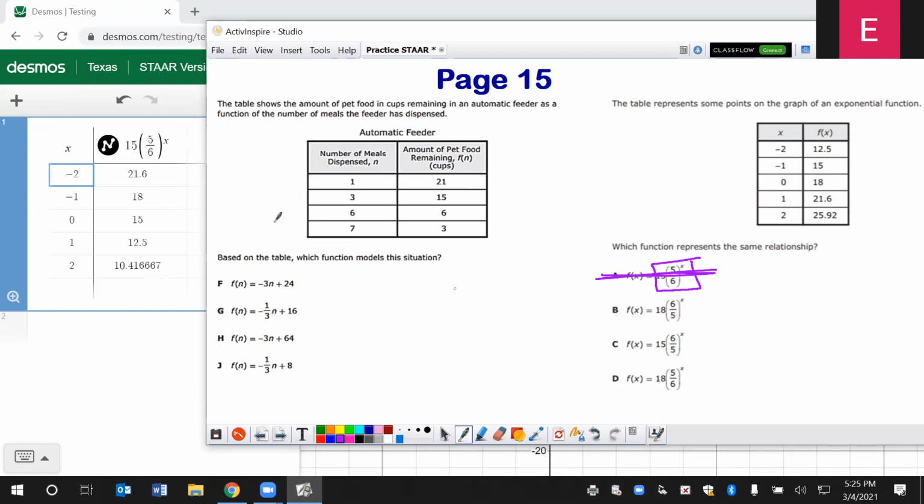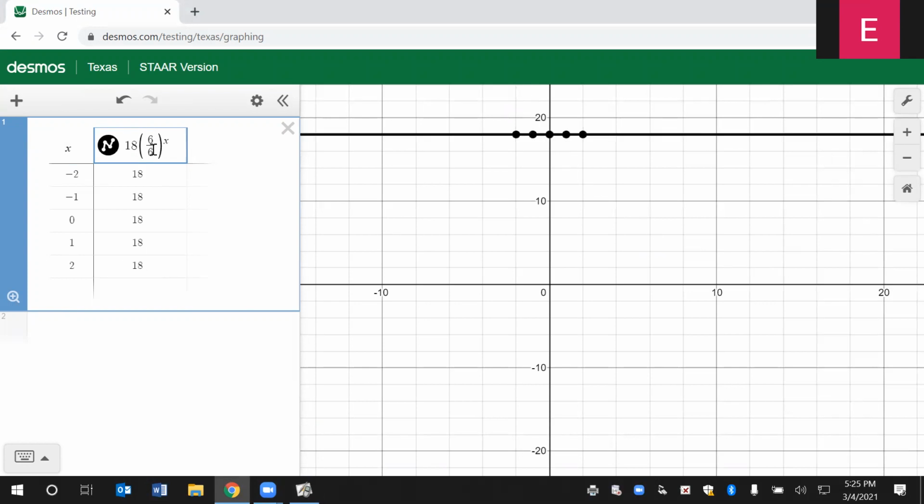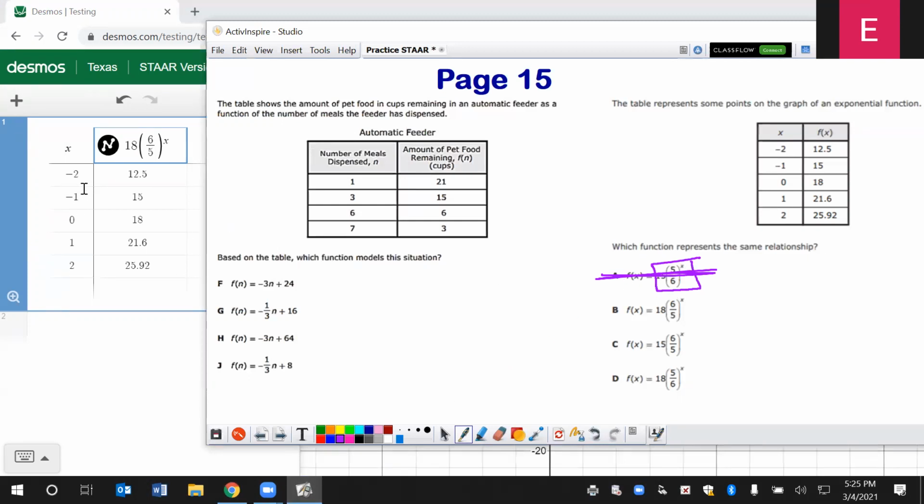18 times 6/5 to the x power. I'm gonna fix it here. 18, 6/5. So now I'm looking, -2 is with 12.5, yes. -1 is with 15, yes. 0 is with 18, yes. 1 is with 21.6, yes. And then 2 with 25.92, yes. So my answer is B.